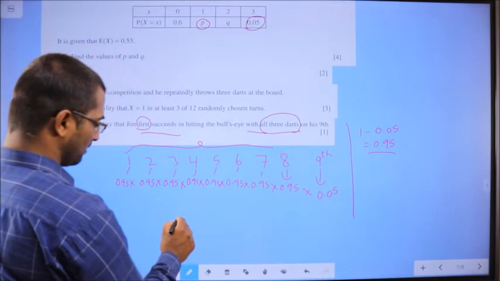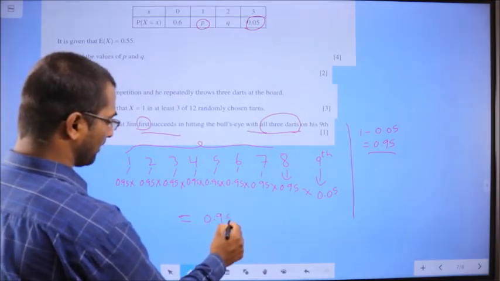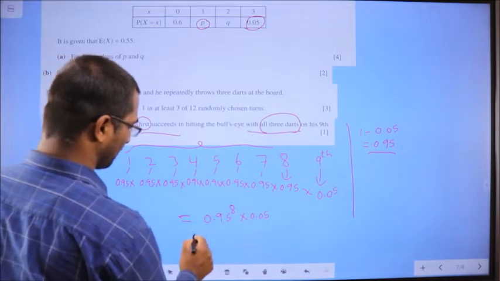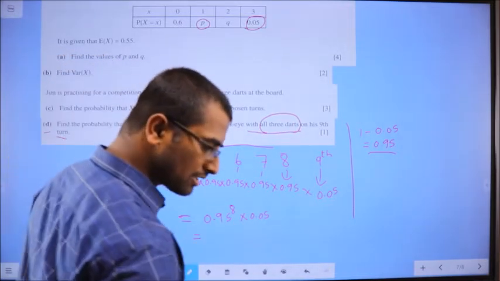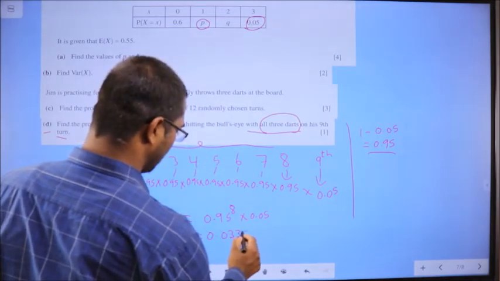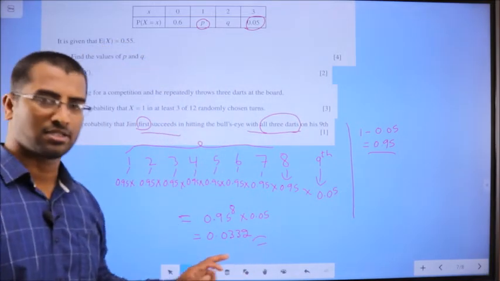Either you put it all at once in the calculator or 0.95 power 8 into 0.05. That will give you the answer 0.0332. Okay, this will be your answer.